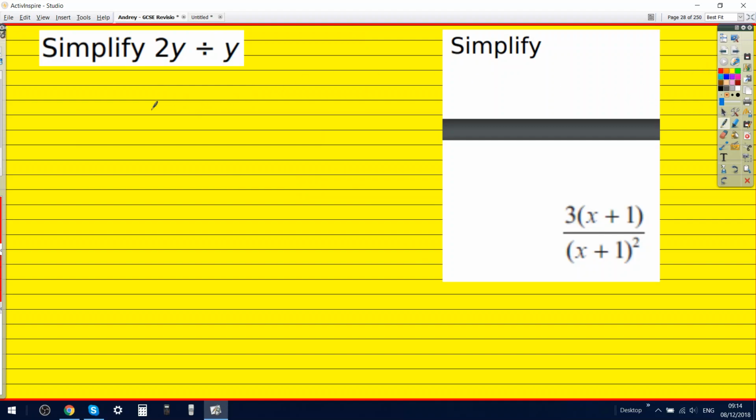Okay, top left. Y. No. 2y divided by y. 2. Yeah. So it's like 2y over y, and they cancel down the y's. And the one on the right. 3.